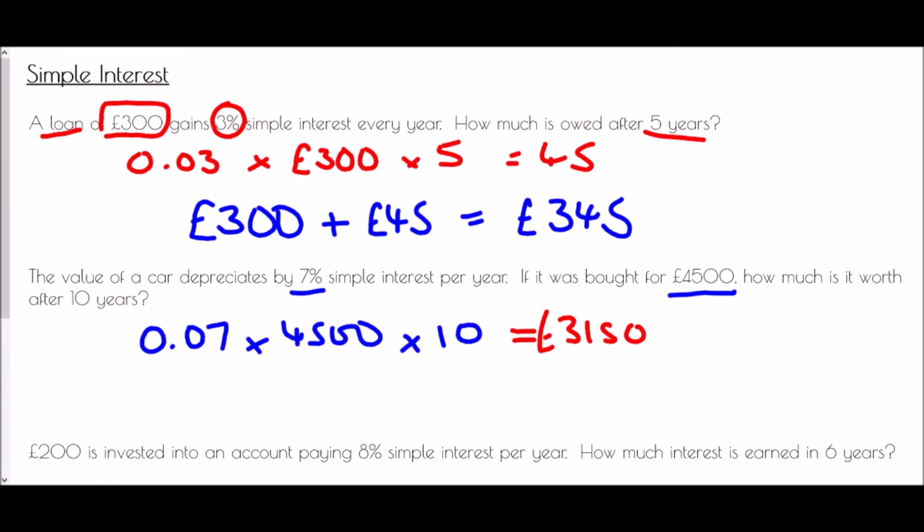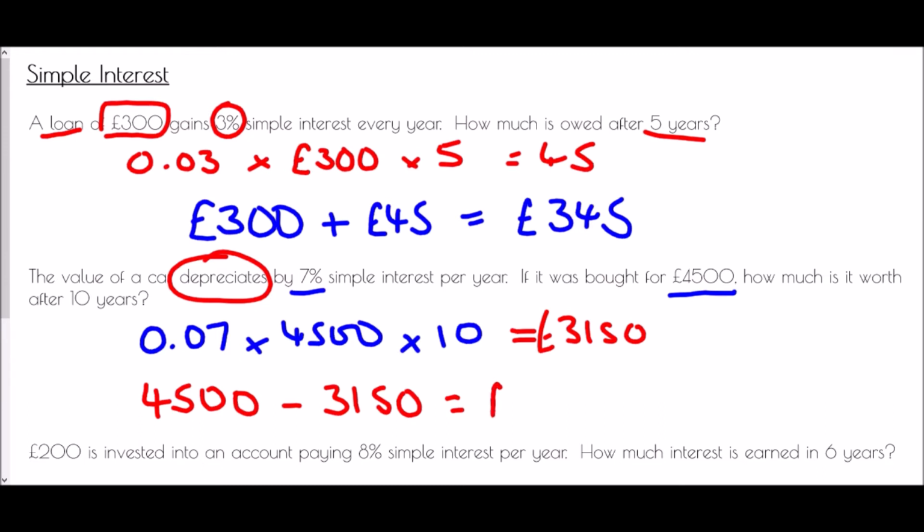But again, in this case, this was about a car depreciating. Now, a car depreciates means it loses value. And so this interest of £3,150 is actually the amount of money we have lost on the car. And so £4,500, we are going to take away £3,150. And so we're actually just left with a value of £1,350 because we have lost 10% each year.